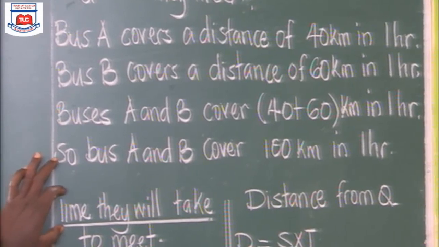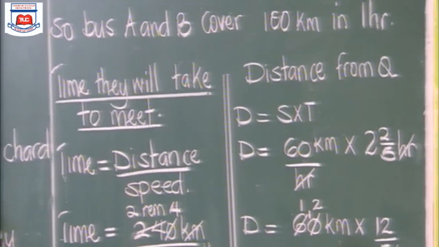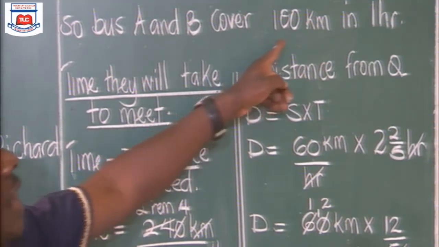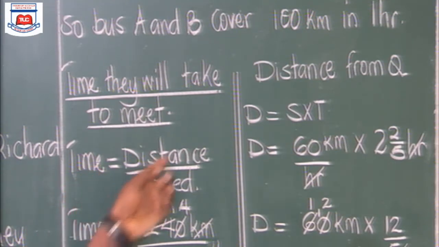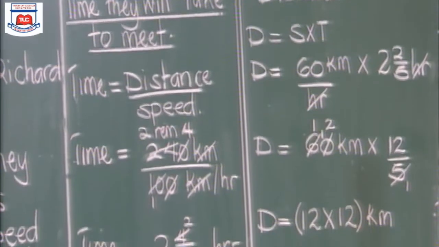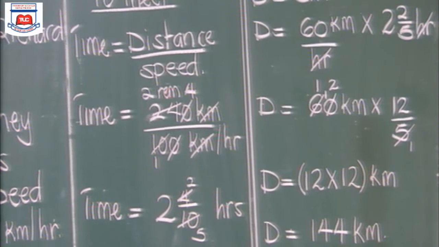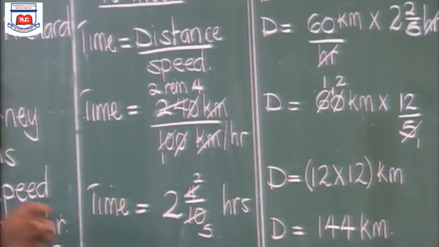Now, you will state the time they will take to meet. So you're going to use a combined speed here of 100 kilometers per hour to find the time they will take to meet. As you know, time is equal to distance divided by speed. Time equals 240 kilometers divided by 100 kilometers per hour. Remember, they are doing a journey of 240 kilometers between town P and Q. So you get 240 kilometers divided by the combined speed, which is 100 kilometers per hour.